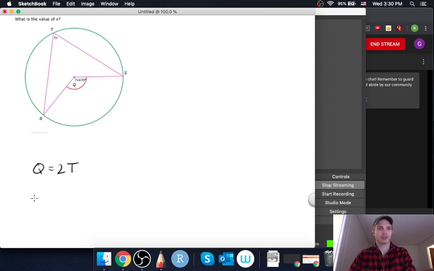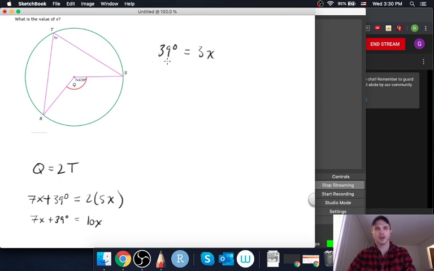And so by substitution, 7x plus 39 degrees equals 2 times 5x. All right, so we can simplify here. We'll get 10x, so 7x plus 39 degrees equals 10x. And then I will subtract 7x from both sides. I get 39 degrees equals 10 minus 7 is 3x. And then we'll divide both sides by 3, and I get 13 degrees equals x, so x equals 13 degrees.